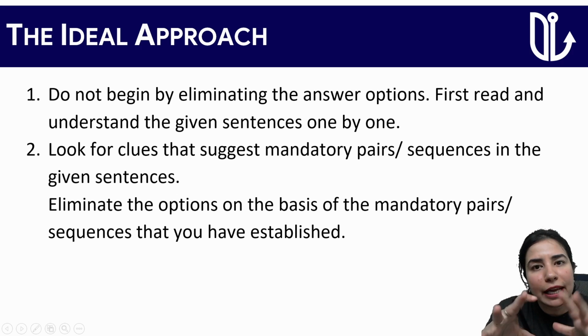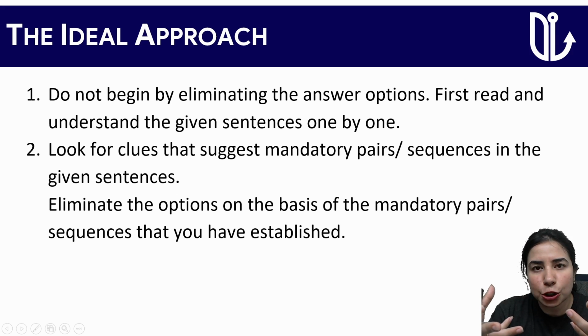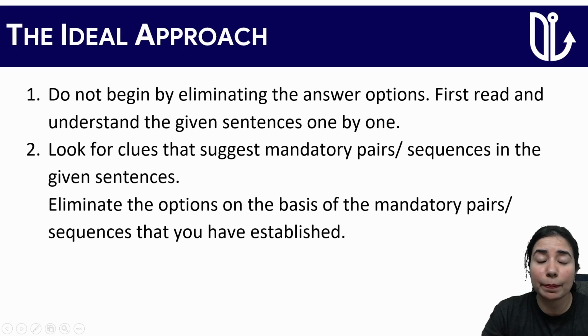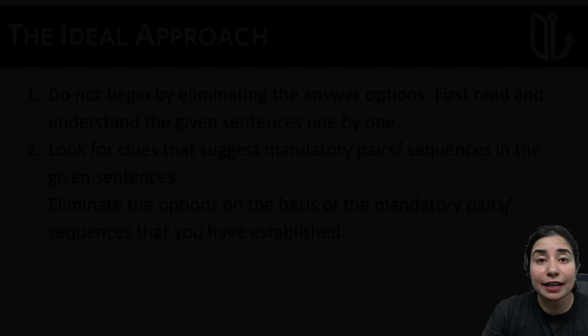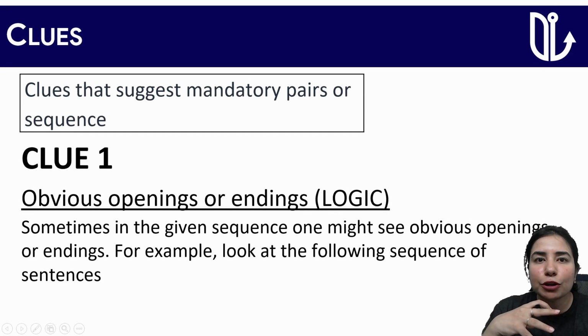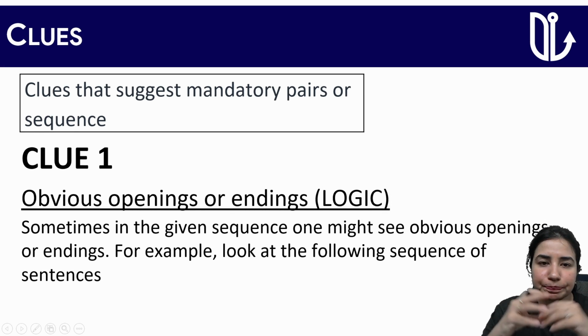So once you are able to associate the relationship and identify the mandatory pairs, and then you do the eliminations, you will see quick answers coming your way, and then actually you'll enjoy doing the process of elimination. So let's understand what are the few clues that you can observe.